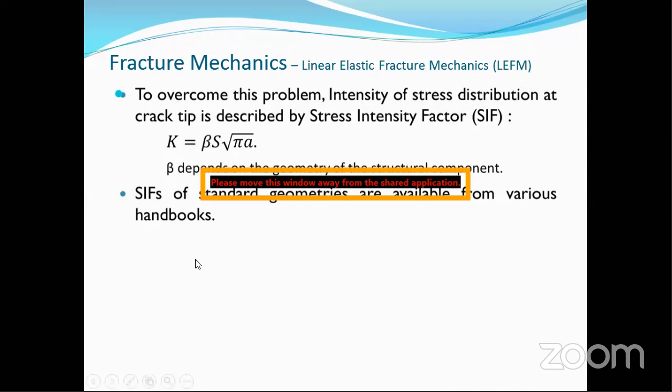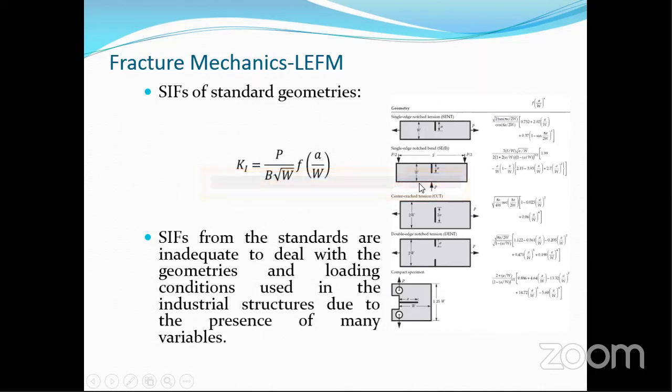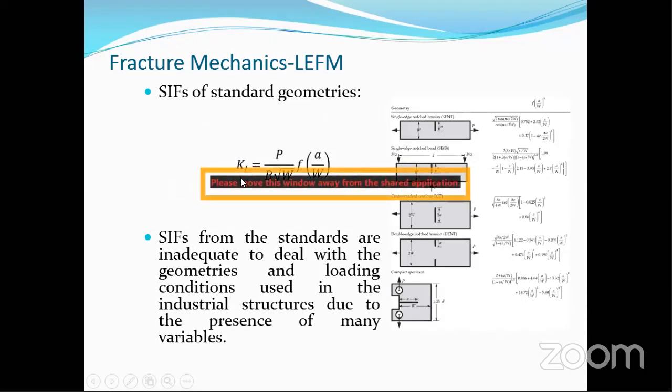So for standard geometries, SIFs are already available. Here you can see this is actually called a CNT specimen. Most of the standard geometries have these stress intensity factors available. We can just substitute these values in this case, and we can find out the stress intensity factor. When I say K I, it is the opening mode of stress intensity factor. Similarly, there will be shearing mode and tearing mode also.